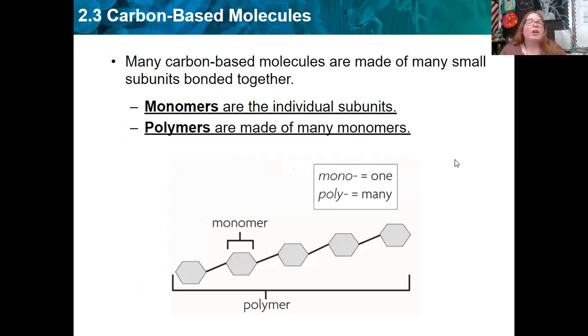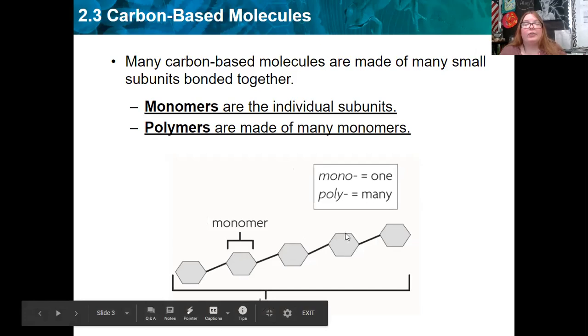Okay, so many carbon-based molecules are made of small subunits. That's what we're gonna focus a lot on, especially in your chart. So the word monomer means the individual subunit, so the little pieces. A polymer is made of many monomers. Poly, it says on our slide, it means many. Mono means 1. So a monomer is 1 and a polymer is made of many. So if this was, say, a starch, each of these would be 1 subunit of like a sugar or something, and they repeat.